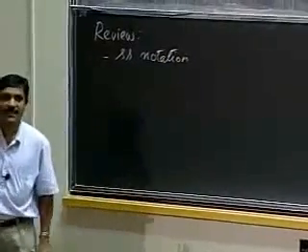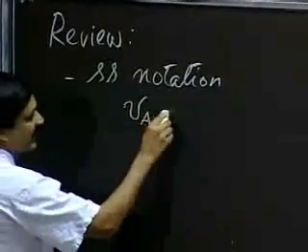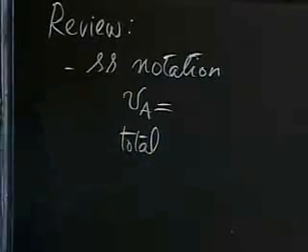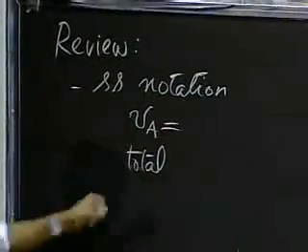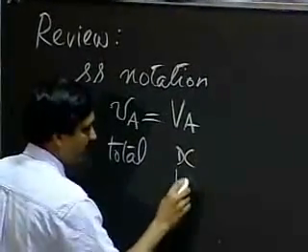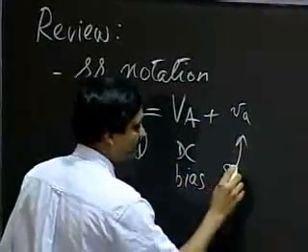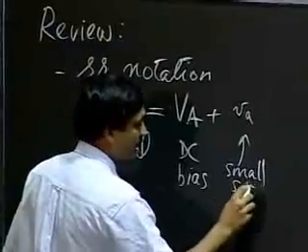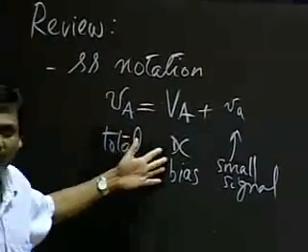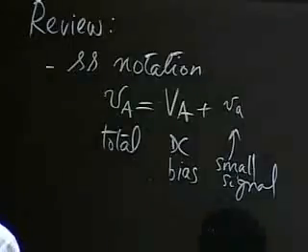we came up with a notation to represent small signals. And our notation looked like this. Our total variable was small and capital. And this was a DC bias. And this was a small signal. Okay, this is also called the operating point. And the small signal is also called the incremental signal.